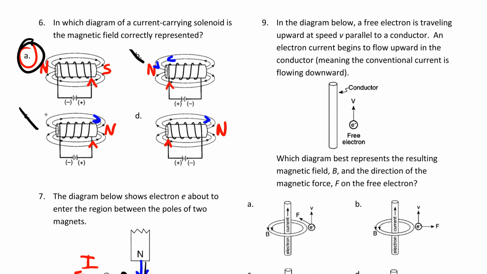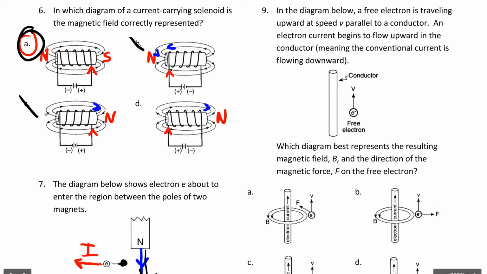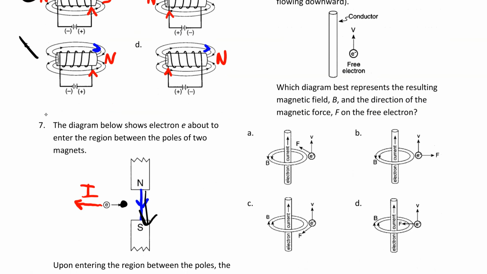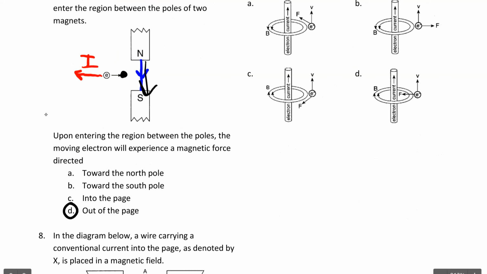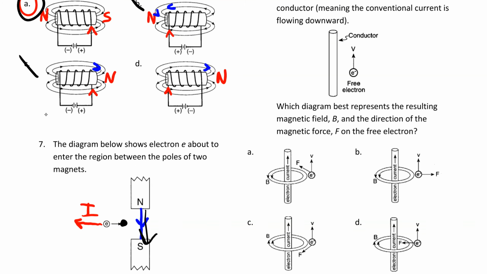All right, number 9. In the diagram below, a free electron is traveling upward at speed v parallel to a conductor. Oh my God. An electron current begins to flow upward in the conductor, meaning the conventional current is flowing downward. Oh boy. And then it's saying which diagram best represents the resulting magnetic field, B, and the direction of the magnetic force, F, on the free electron. This is the last question, and it's the last question for a reason.